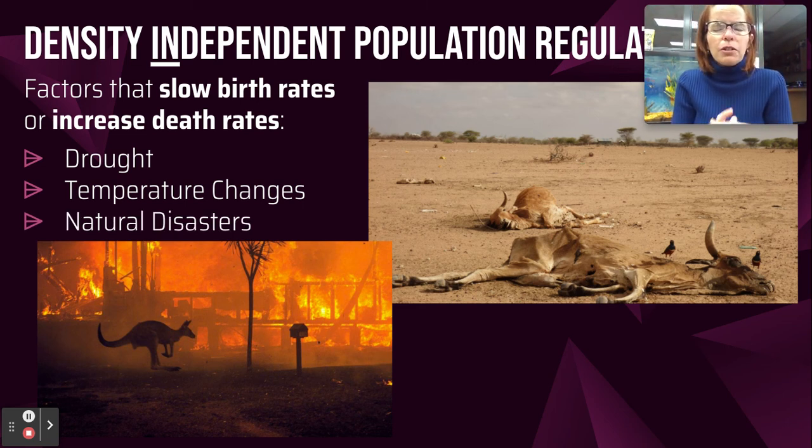We saw this very vividly in Australia a couple of years ago. The fires that swept through and the animals that were killed, that didn't have to do anything with how big the population was. All right, ladies and gentlemen, that's it.